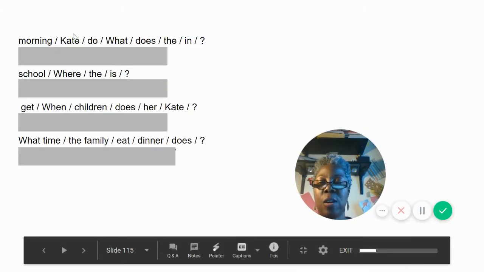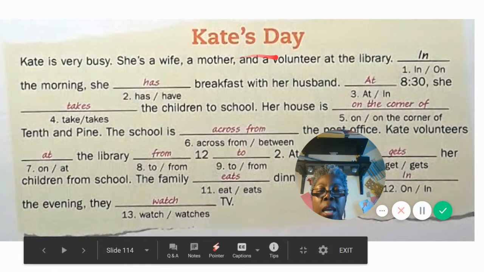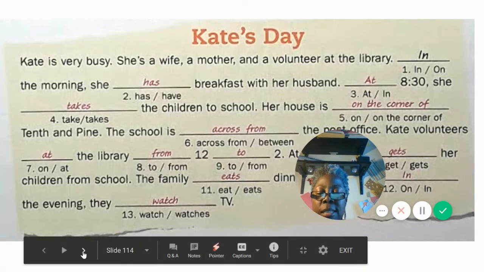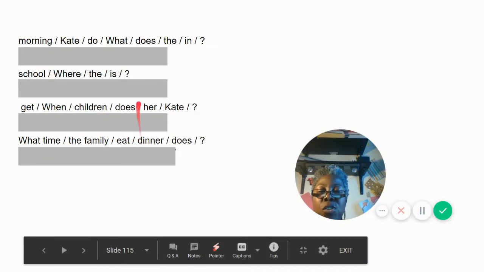All right, so at the bottom of page 82, it says, write, unscramble the words, make questions about the story. And of course, the story it's talking about is this previous story that we talked about, Kate's Day. So we are going to unscramble these sentences that ask questions about Kate's day.